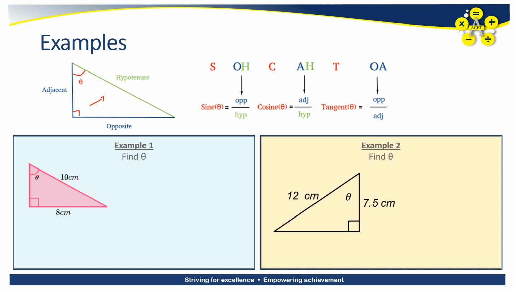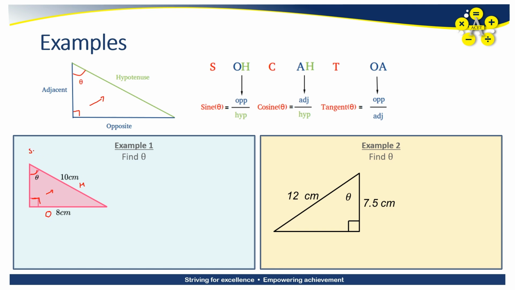So if we look at example 1, we need to find theta. The first thing I'm going to do is label my sides. So here's my right angle, so opposite the right angle is the hypotenuse. And if I've got theta up there, that means the line touching it would be adjacent, but we've got no information there. And this 8 is going to be the opposite.